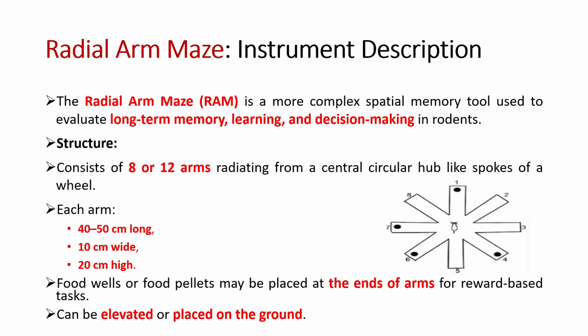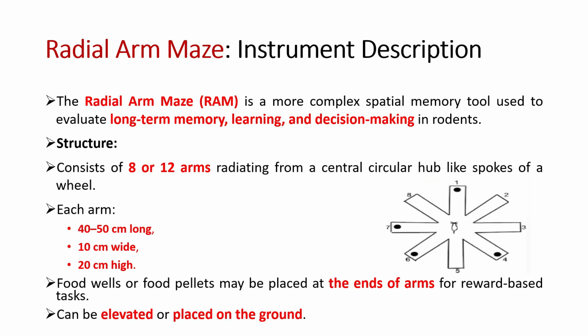Radial arm maze, RAM, is a more complex spatial memory tool used to evaluate long-term memory, learning and decision making. It is more complex than the Y maze, so the rodent has to decide where to go. It is a useful tool to evaluate whether the animal has decision making capability or not. It consists of 8 to 12 arms radiating from a central circular hub like spokes of a wheel.